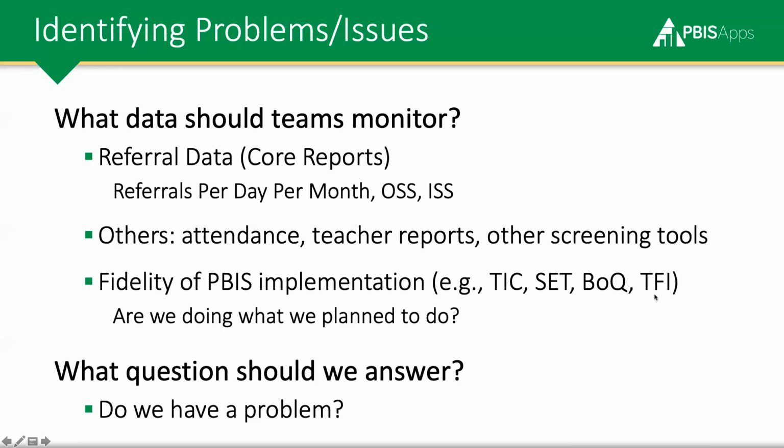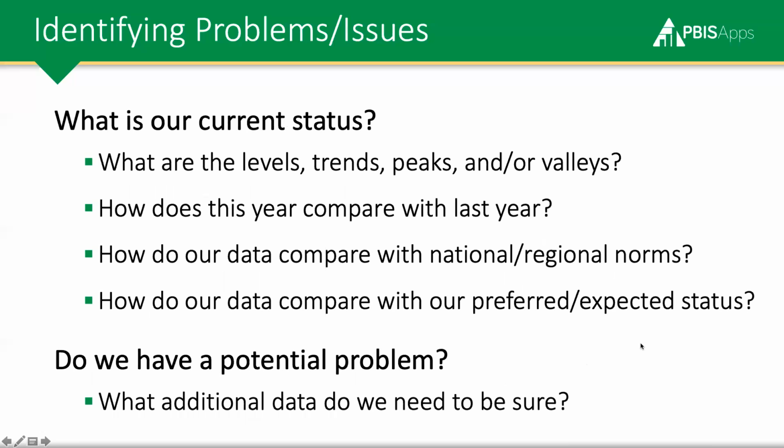So fidelity tools, there's a lot out there, but basically answering this question: are we doing what we planned to do? As I said, we'll talk more about that in our afternoon session. Then the question we need to answer is, do we have a problem? When we start looking at all of our data, do we see problem indicators? As we start to identify our problems, we want to always begin with, what's our current status? What's going on right now? What are our levels? Are we seeing any trends over time? Any peaks or valleys in our discipline data? How does it compare this year with last year? How did we do last year? How are we doing this year?